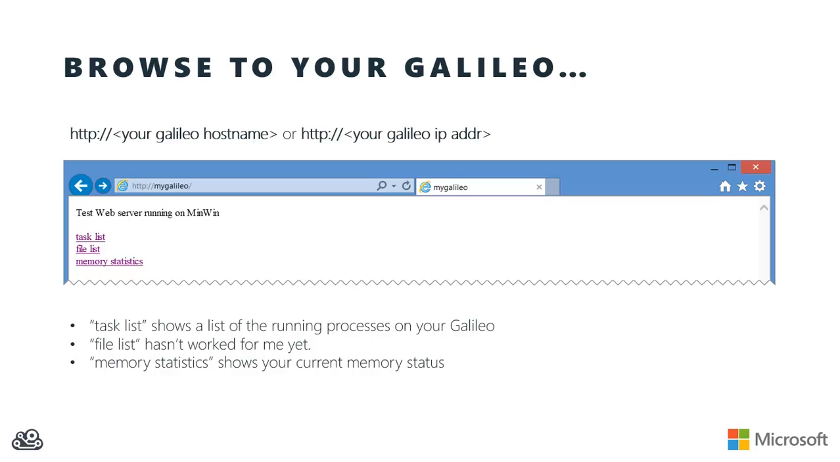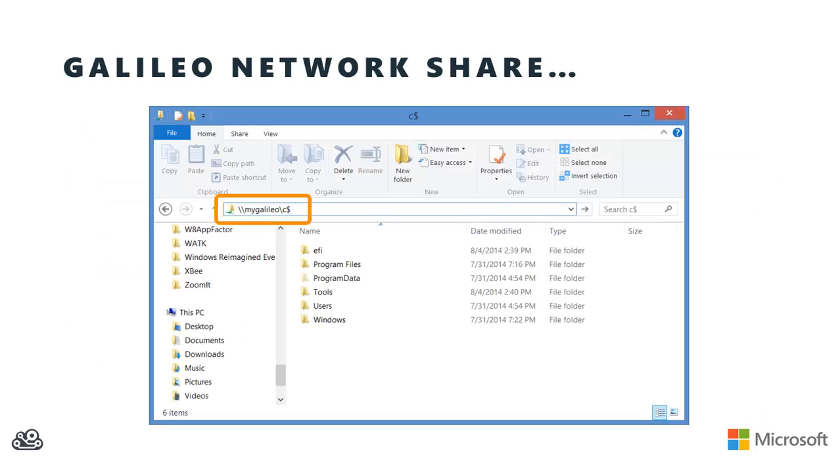But then there's also a memory statistics page that'll let you know what the current memory stats are over on the Galileo. And then you can also actually connect up to your Galileo as a network share. So if you just open up File Explorer, and in the address bar do \\mygalileo, or again, whatever your host name was, and then \C$, you'll be prompted to authenticate with your administrator credentials. So again, the username is administrator, and the password is whatever you specified as your administrator password on the Galileo. And at that point, you should actually get a remote full file system view of your Galileo's contents.